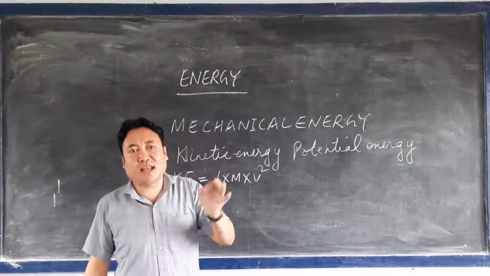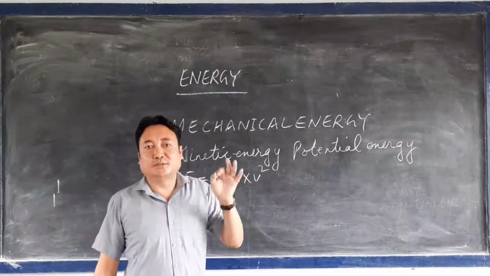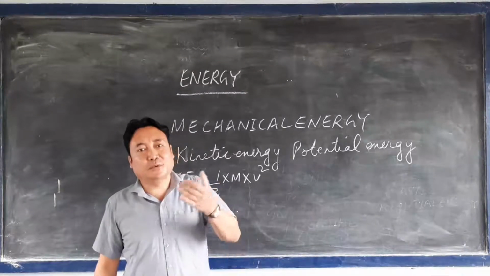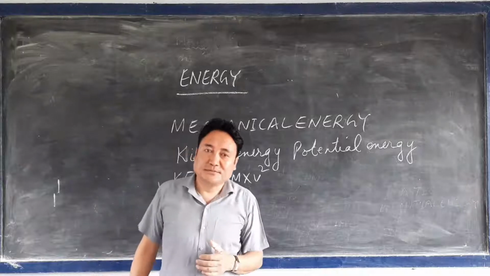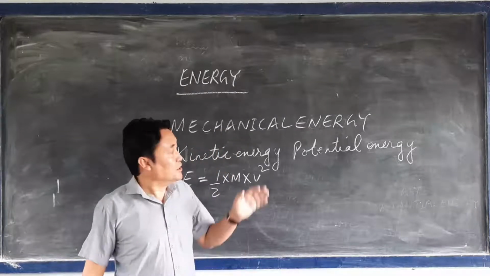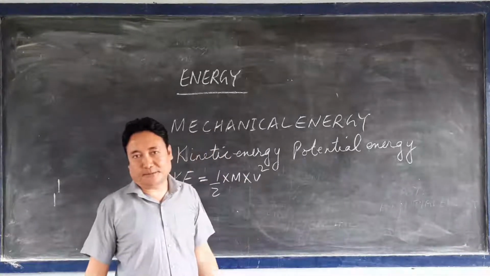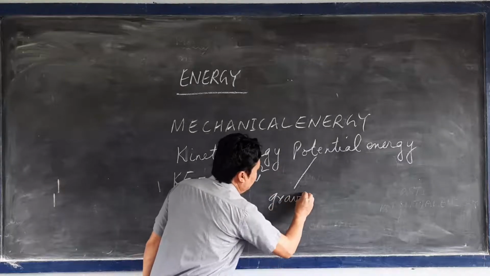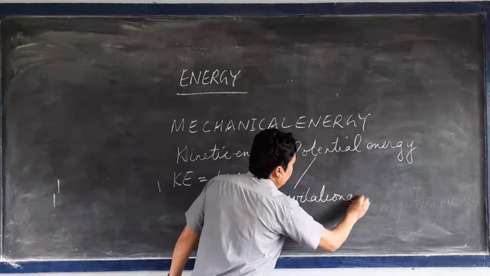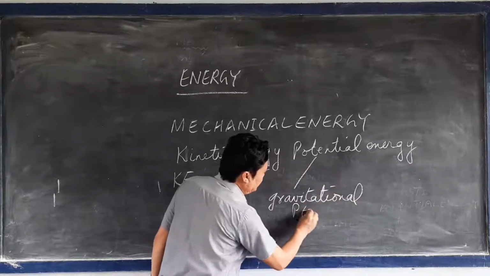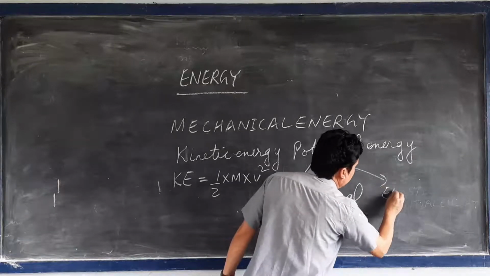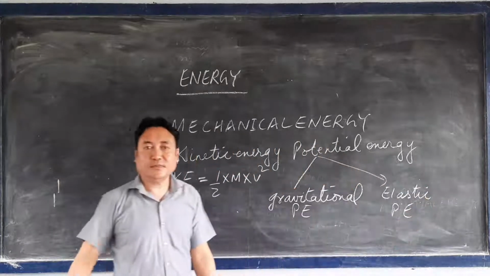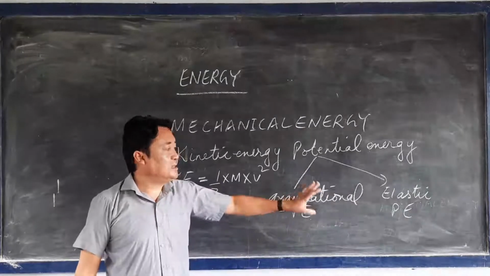So potential energy is the energy possessed by a body due to its position or configuration. That means position, in the state of rest, and configuration, that is the change of shape and size of the body. Now this potential energy is of two types again. One is gravitational potential energy, and the other one is elastic potential energy.